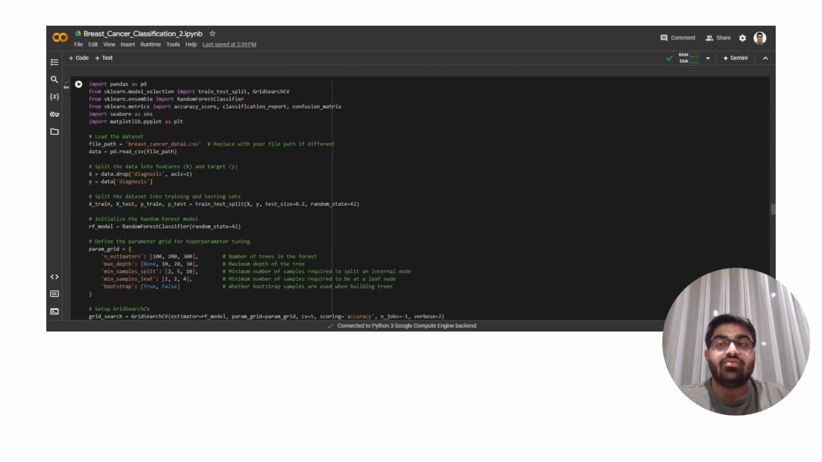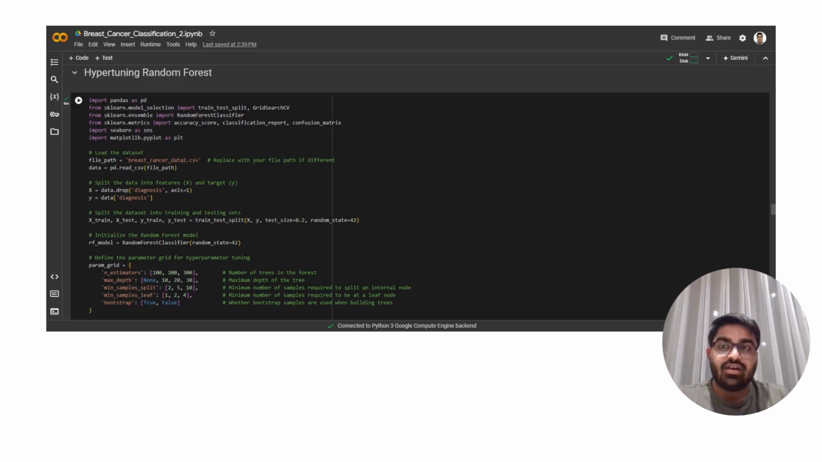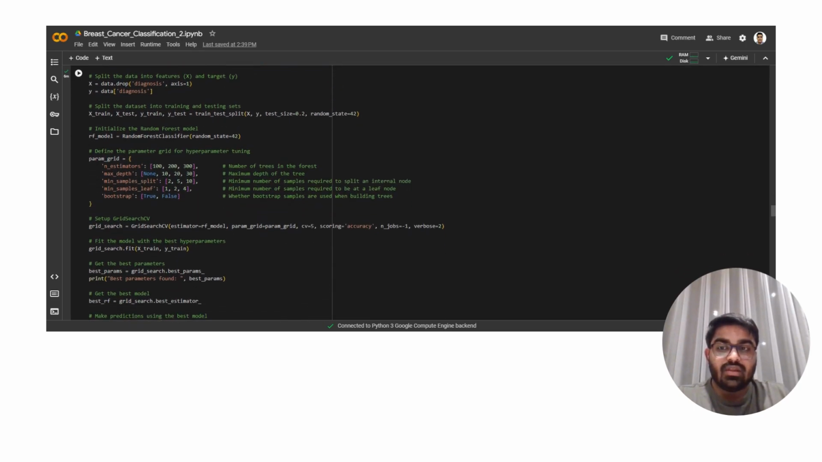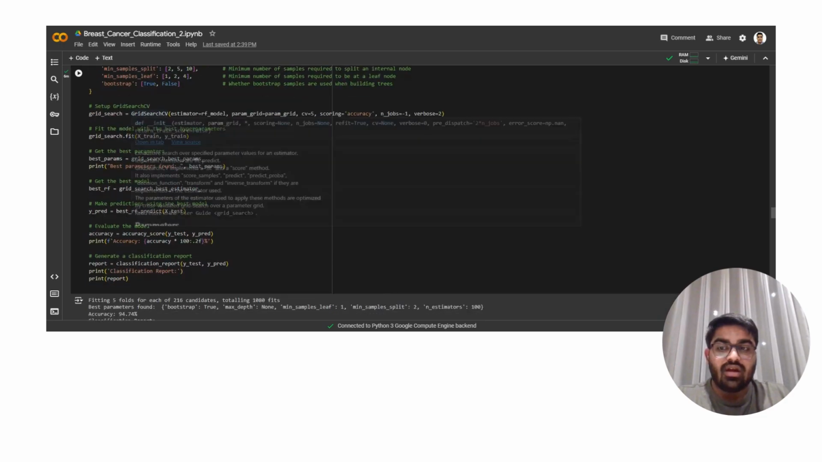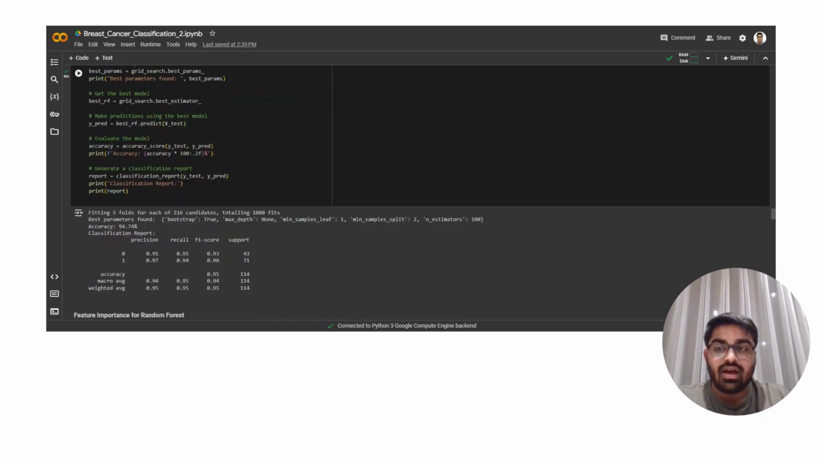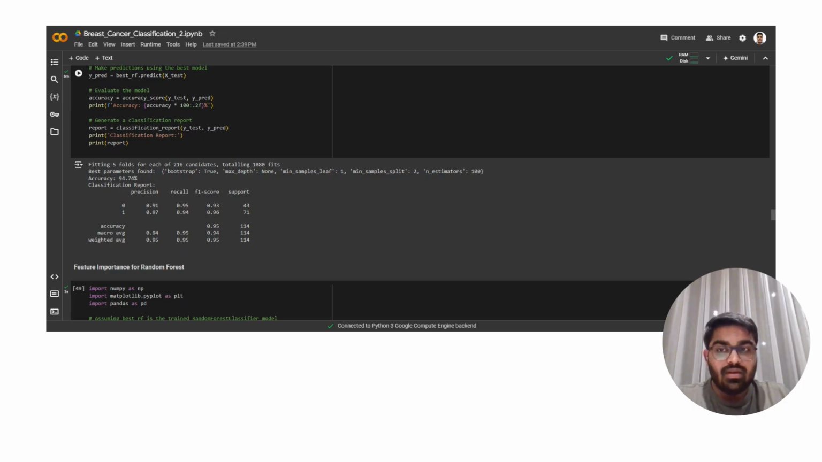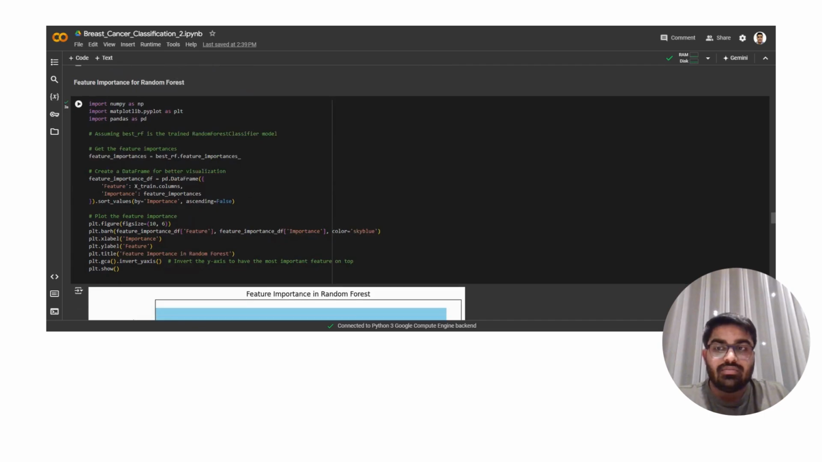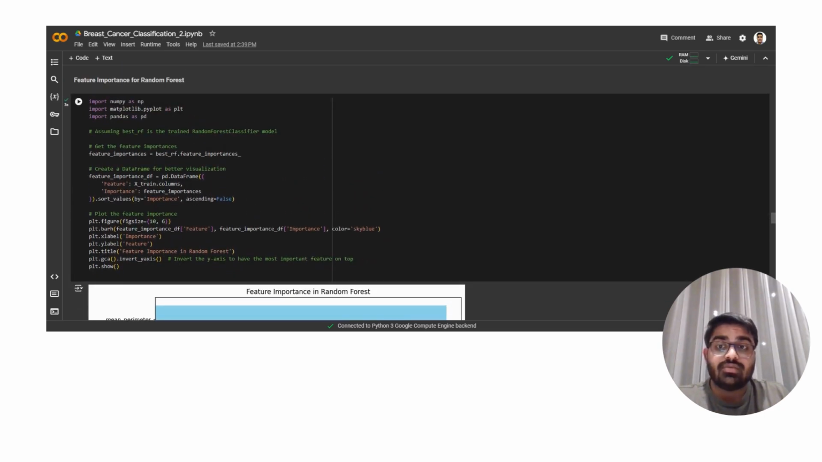After we hyper-tuned the random forest classifier a bit, we set the parameters: minimum samples leaf was 1, minimum samples split was 2, and n estimators was 100, after which we got the same accuracy, 94.74, still very good. But here comes the fun part.